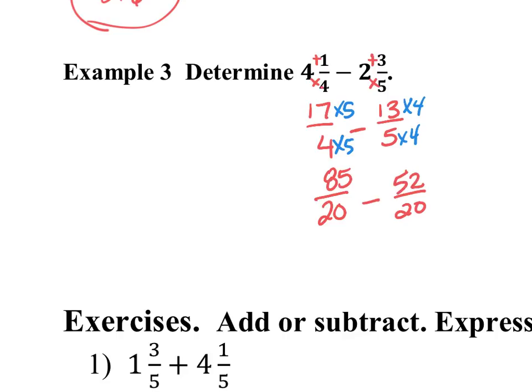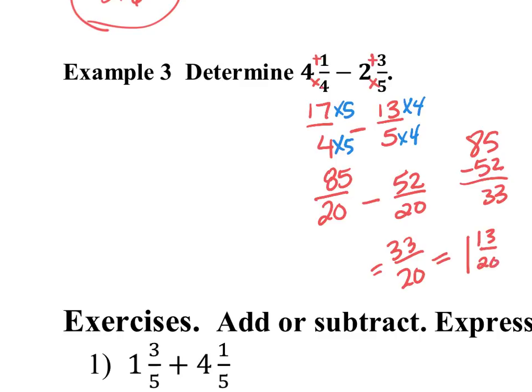I can subtract 52 from 85, so that's what I'm going to do. 85 minus 52 is 33. So I have 33/20. That's left as my answer. And then I'm going to simplify that. 20 goes into 33 how many times? Once, with 13/20 left over. So that does example 3.